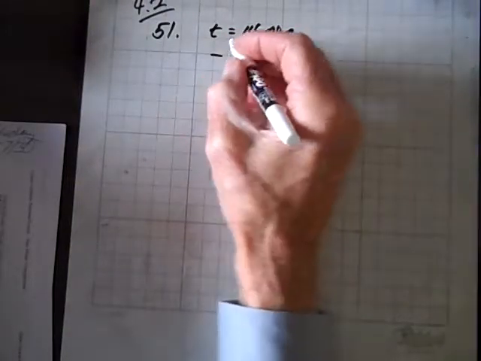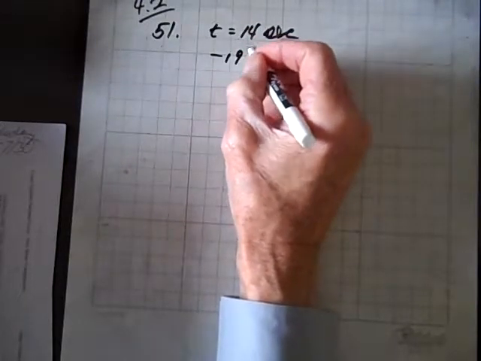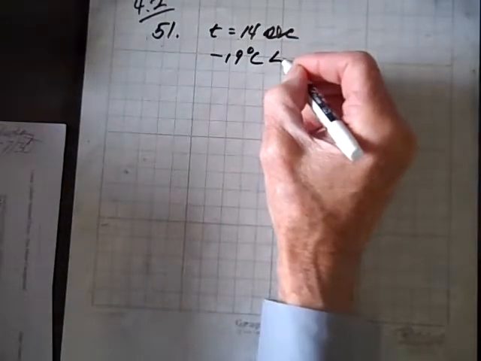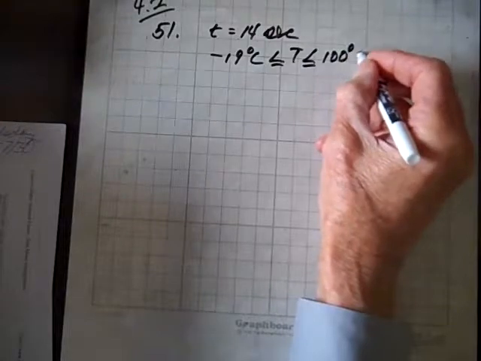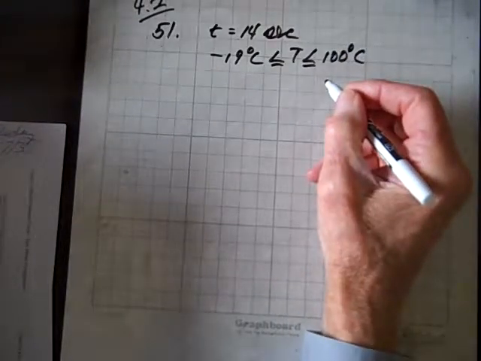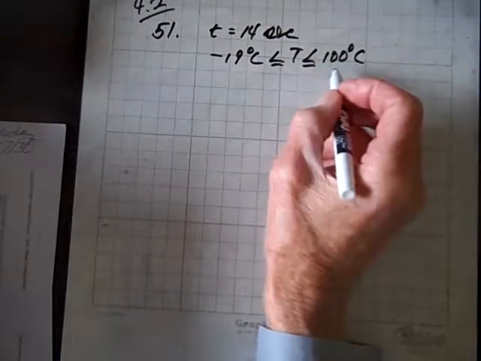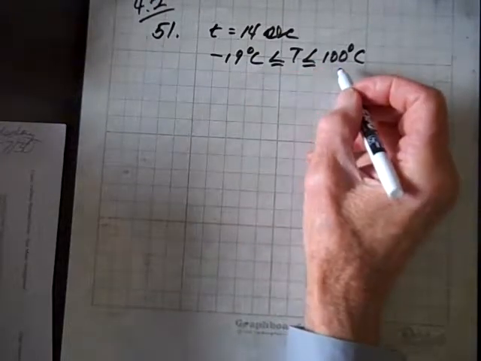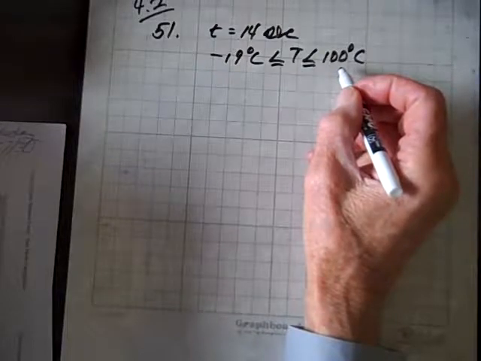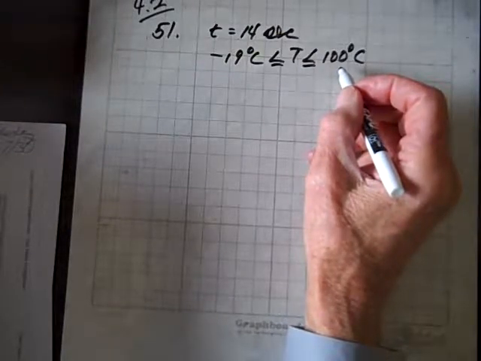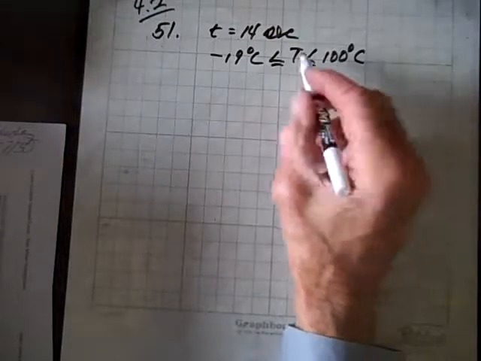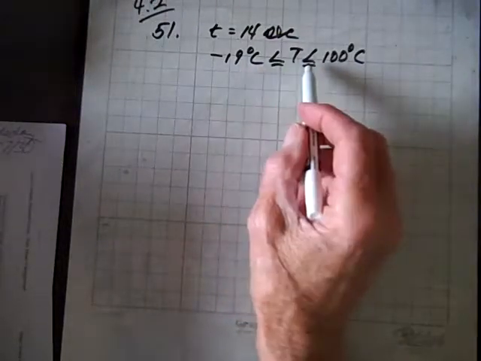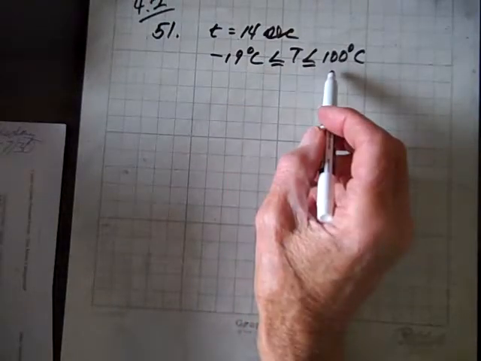Well, now we're doing question 51, and it took t equals 14 seconds for a mercury thermometer to rise from negative 19 degrees Celsius, less than or equal to the temperature, less than or equal to 100 degrees Celsius. It took 14 seconds for that temperature to rise from negative 19 degrees to 100 degrees. And they want us to show that somewhere along the way the mercury was rising at the rate of 8.5 degrees Celsius per second. Well, the range here is, we covered 119 degrees.